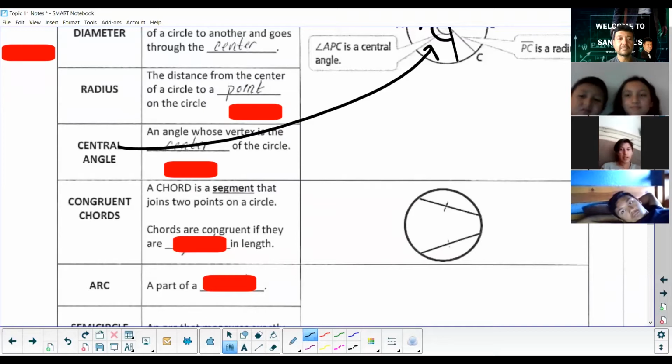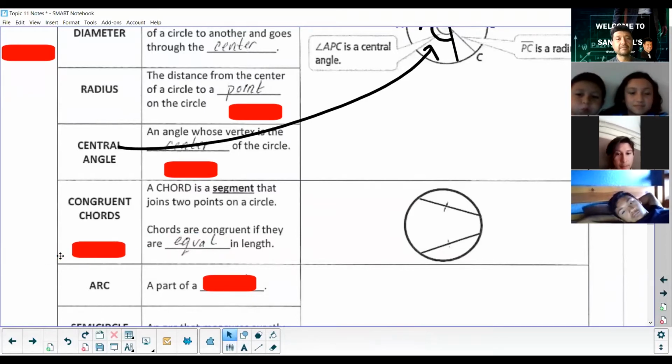A chord is a segment that joins 2 points on a circle. Chords are congruent if they are equal in length. So like you see these two chords? Now, you know how I could guarantee that these are congruent? I'm able to guarantee that because you see these little lines right here? That means that they're equal.